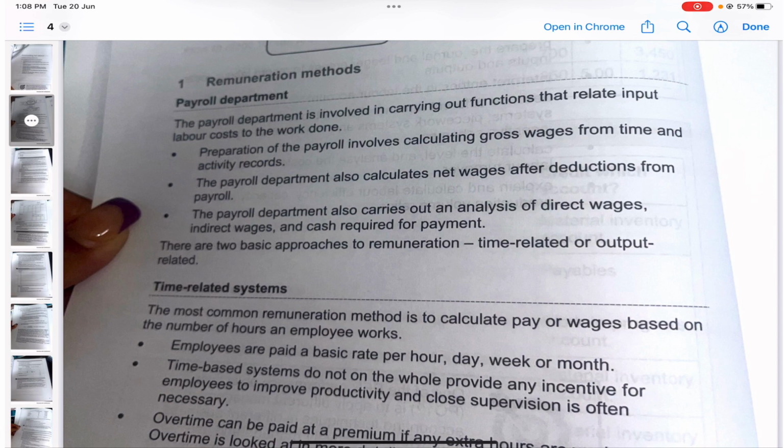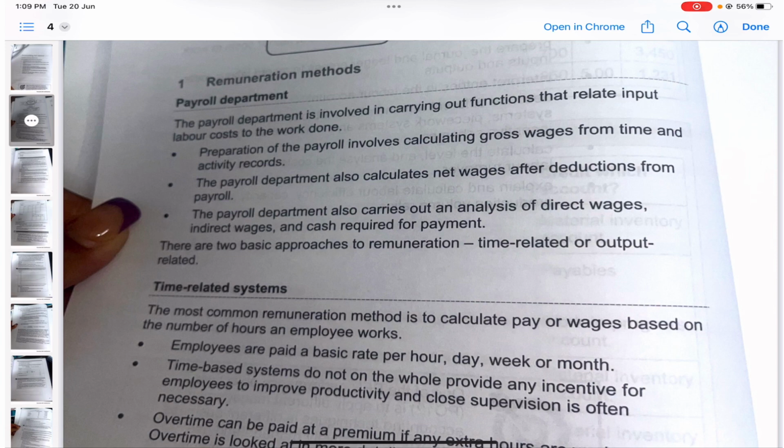Since you already know what your gross wages are, you now know that net wages is what you get when you make further deductions from your gross wages, right? Next, the payroll department carries out an analysis of direct wages, indirect wages and the cash required for payments. So again, these are a few more things which are done by the payroll department itself.